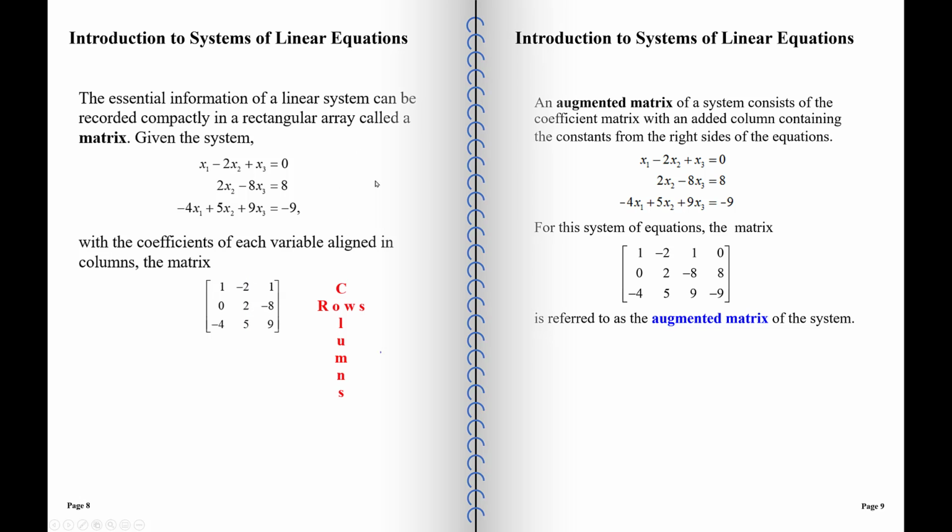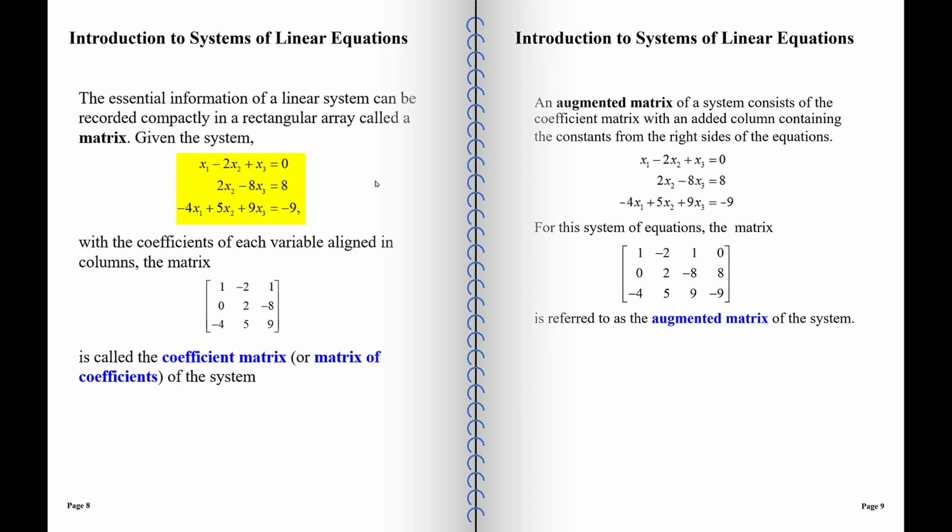So let's just look at this system, and again, this notion is predicated on the fact that you would already know what a matrix is. I just briefly went through that, but the essential information, which are really the coefficients and the constants, of a linear system can be recorded compactly in a matrix. If we look at this linear system in x1, x2, and x3, then the coefficients of the variables, which are here all on the left-hand sides of the equal signs, can be represented in this matrix. And notice how we do them in order.